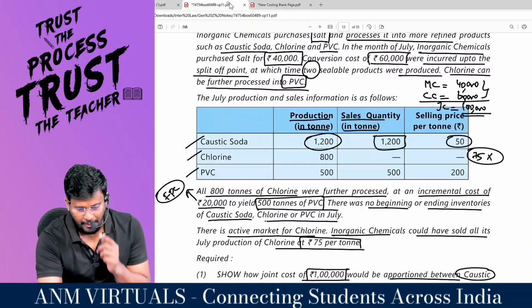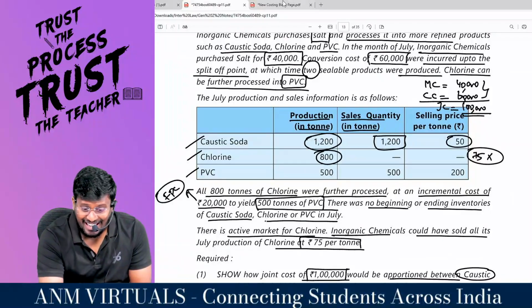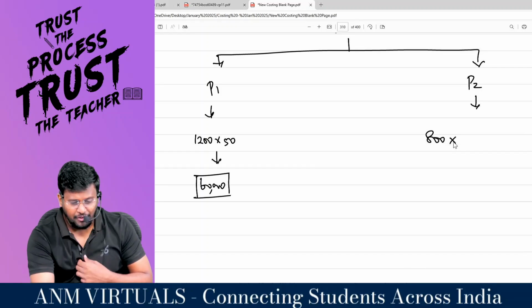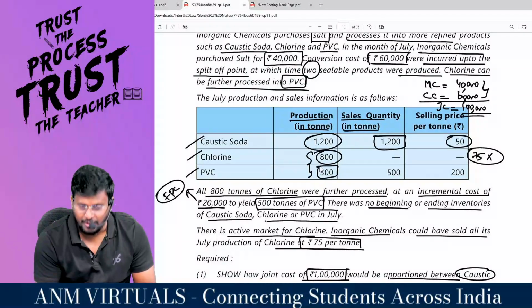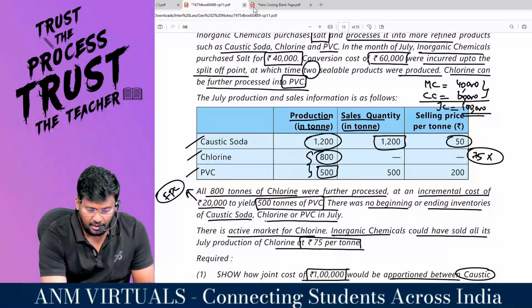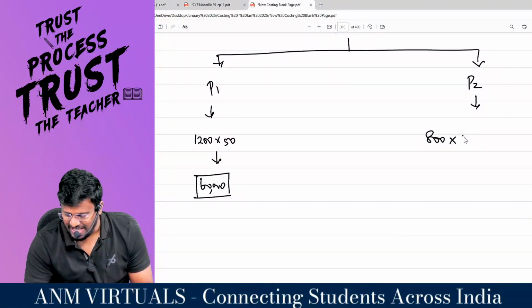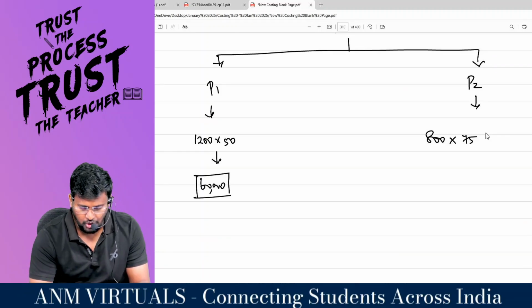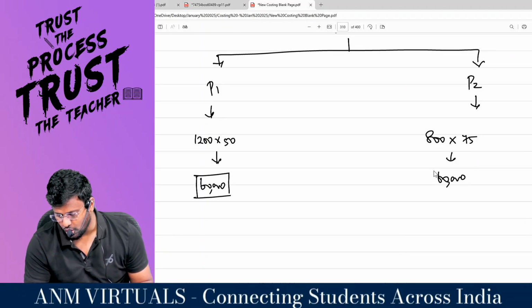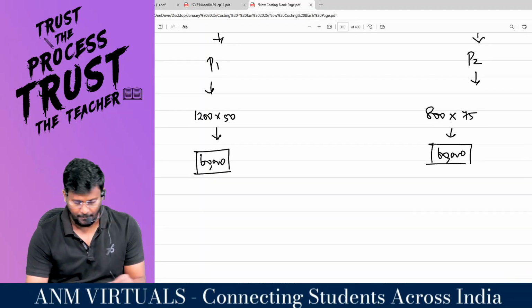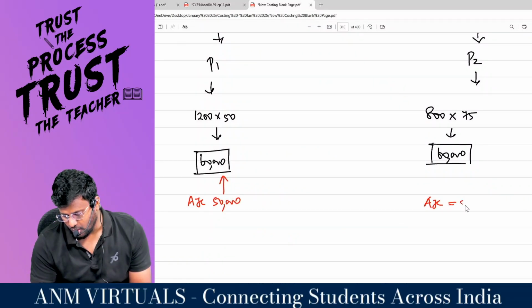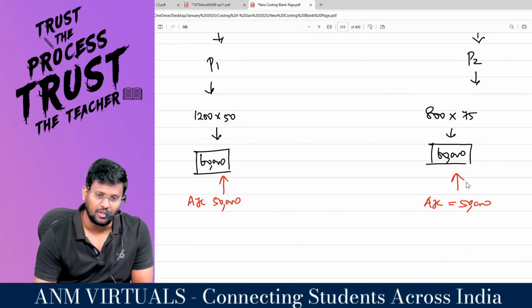Coming to the second product, if you would have sold 800 tons, not the 500 tons, because at the split off point the output is 800 tons. After further processing only it is reducing to 500 tons. Correct? Yes sir. So 800 into what is the estimated selling price at the split off point? 75. So 800 into 75 comes again to 60,000. So the joint cost should be apportioned in the ratio of 1:1. Joint cost will be 50,000 for the first product and 50,000 for the second product. I got the answer for part number 1.